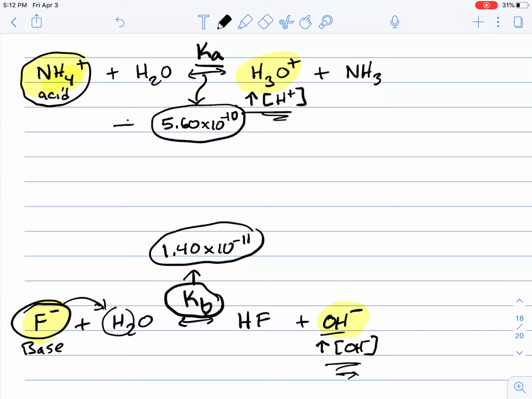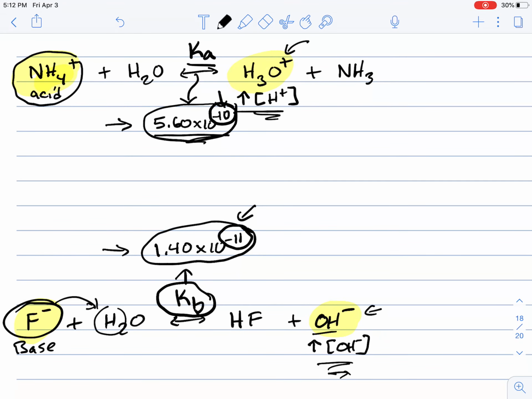And so the relative strength of NH4 plus to produce H plus is 5.60 times 10 to the negative 10, while the relative strength of F minus acting as a base to produce OH minus is 1.40 times 10 to the negative 11. Here in this case, negative 10 is closer to 0 than negative 11. And therefore, Ka is greater than Kb.